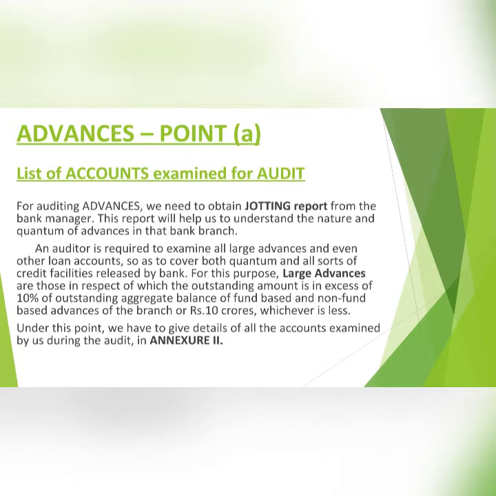In regard to the first point, we have to verify all large advances of that branch. As per the revision in RBI guidelines, large advances are those in respect of which the outstanding amount is in excess of 10% of the outstanding aggregate balance of fund-based and non-fund-based advances of that branch, or 10 crores, whichever is less. Even in case you have got a smaller branch, you still need to cover the top 5 largest advances of that branch because we have to report on them specifically in point E subclause 9.